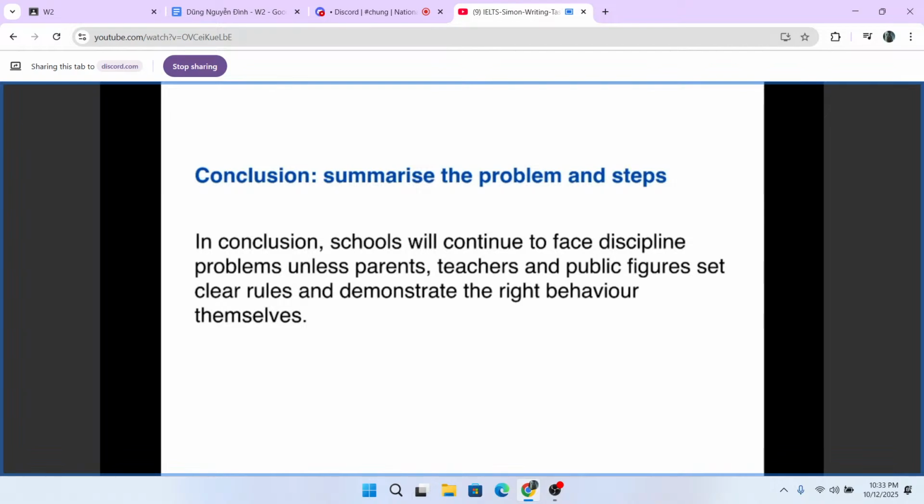That's the end of the essay. We've finished the 4 paragraphs. Let's quickly check the band 7 to 9 vocabulary from that essay. "Steps can be taken to tackle the problem." The good thing about that phrase is you can use it in any problem or solution essay.